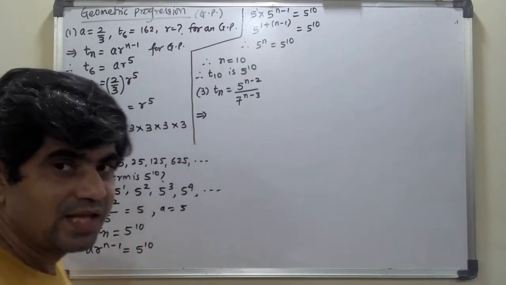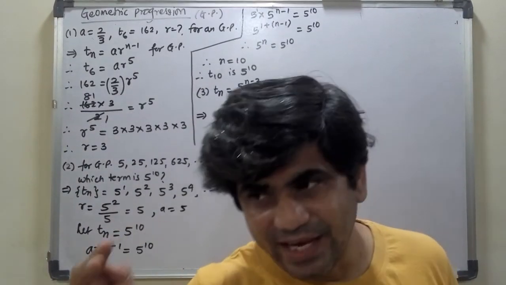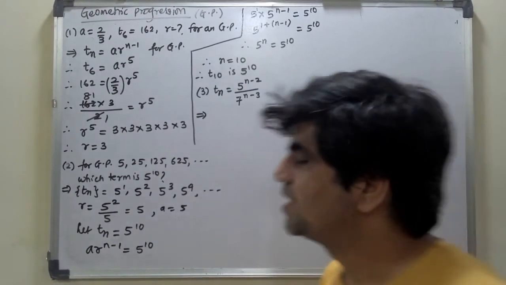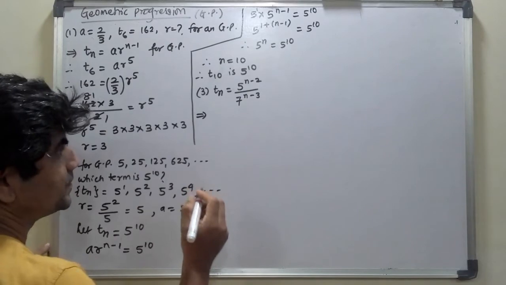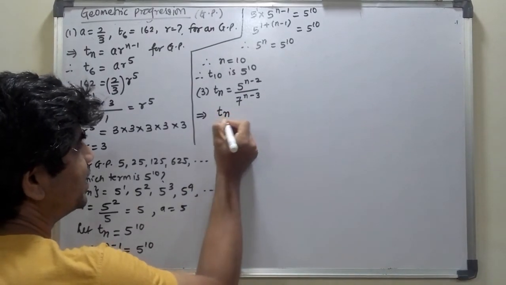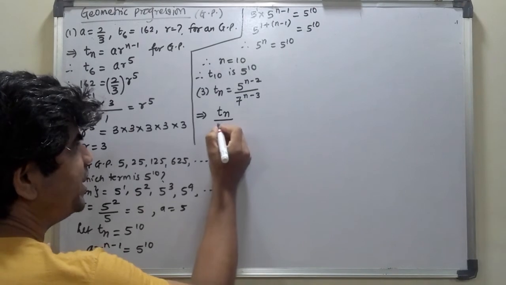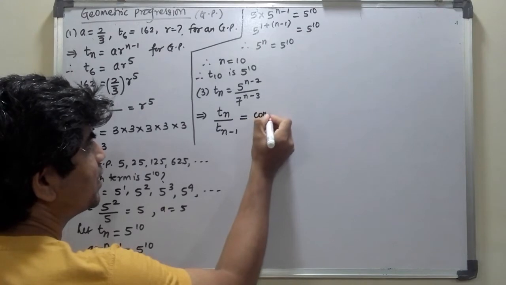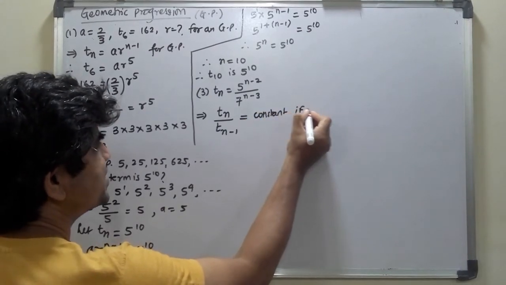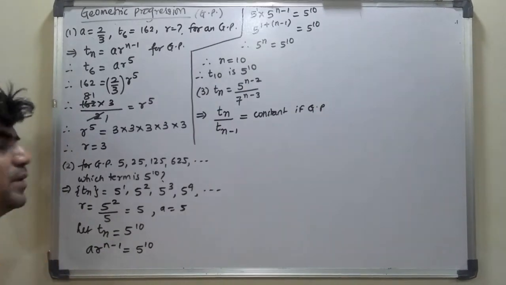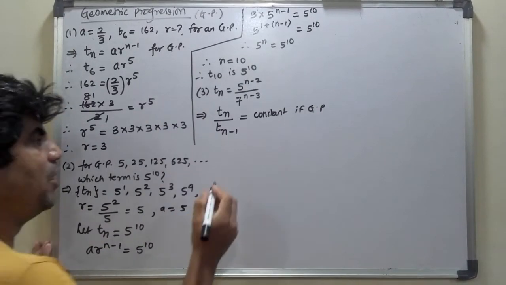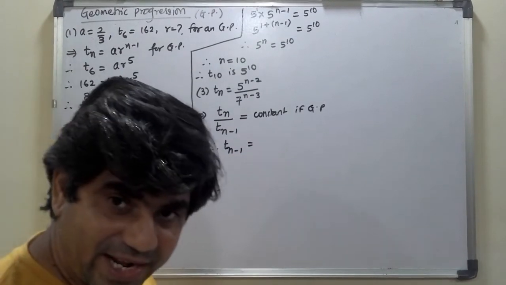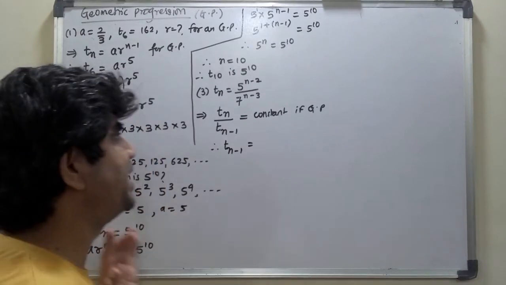When it is GP, the ratio of any term to its previous term is constant. That is, any term Tn to the previous term Tn minus 1 must be constant if it's GP. I have Tn, so I will first find Tn minus 1, meaning wherever n is there, I will replace it by n minus 1.